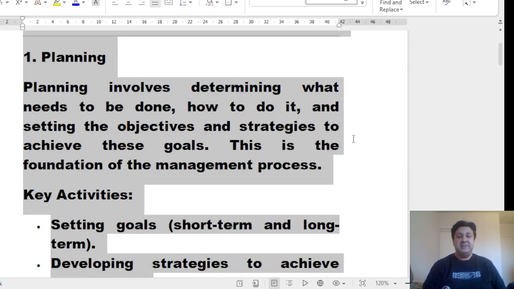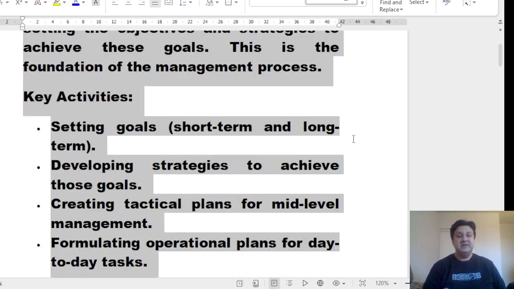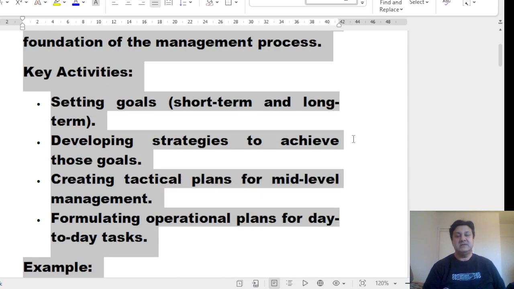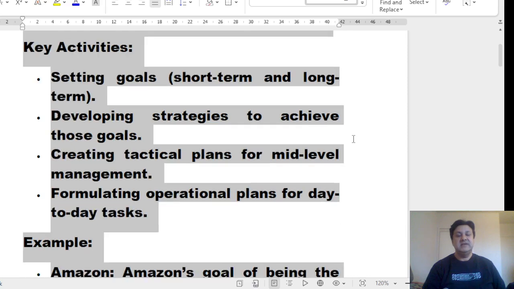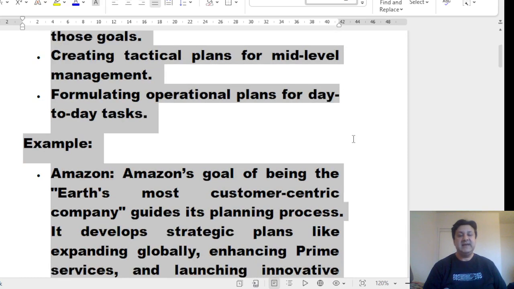Planning involves determining what needs to be done, how to do it, and setting the objectives and strategies to achieve these goals. This is the foundation of the management process. The key activities are setting goals, short term and long term, developing strategies to achieve those goals, creating tactical plans for mid level management, and formulating operational plans for day to day tasks.